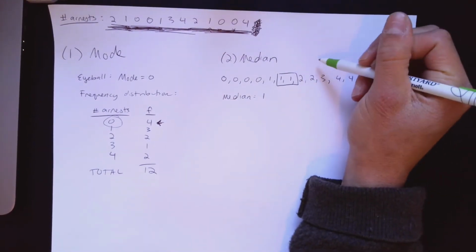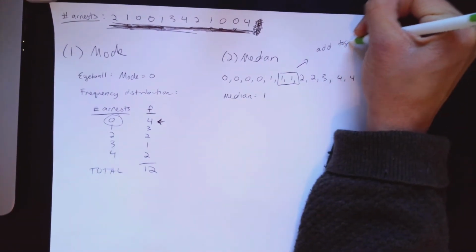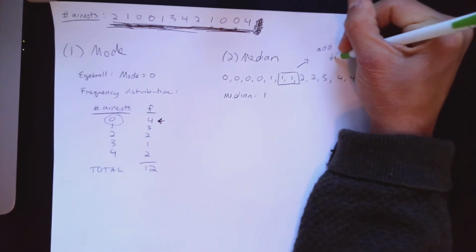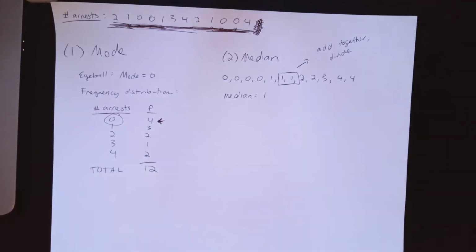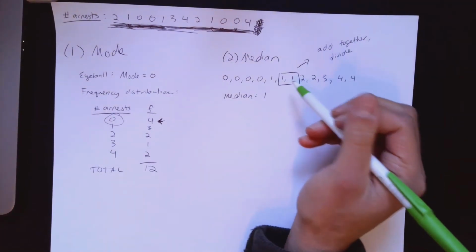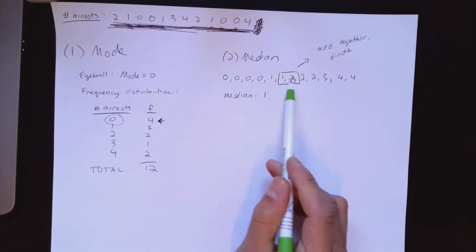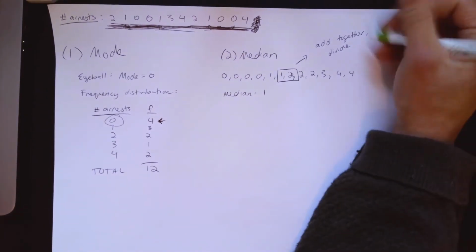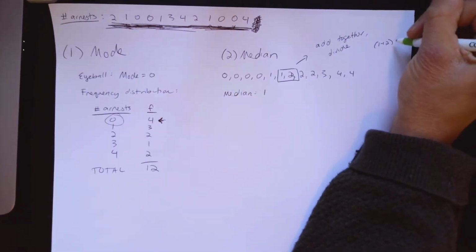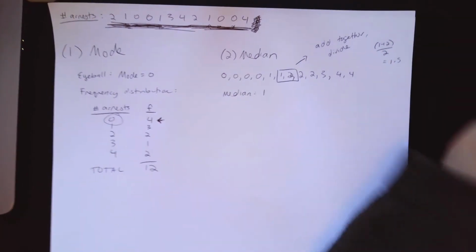If you were to get a different number here, what you can do is add them together and then divide by 2. So if one of these, for example, was a 2, so if one of these people had been arrested 2 times instead of 1 time, then you would add them together, 1 plus 2, divide by 2, and that would give you 1.5 as a median.